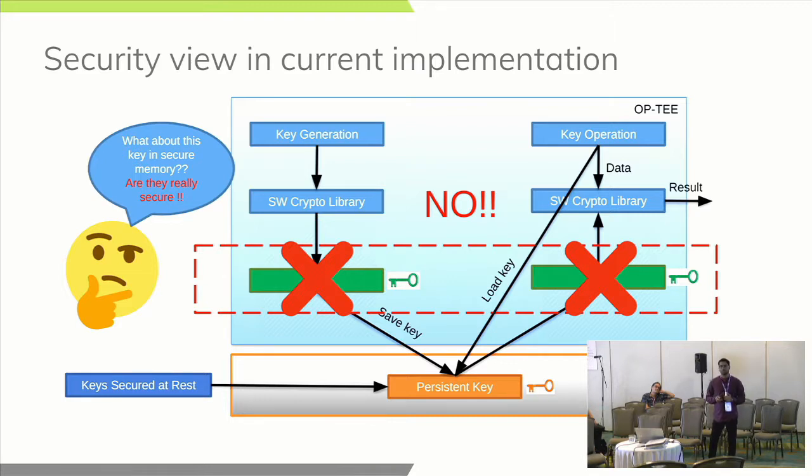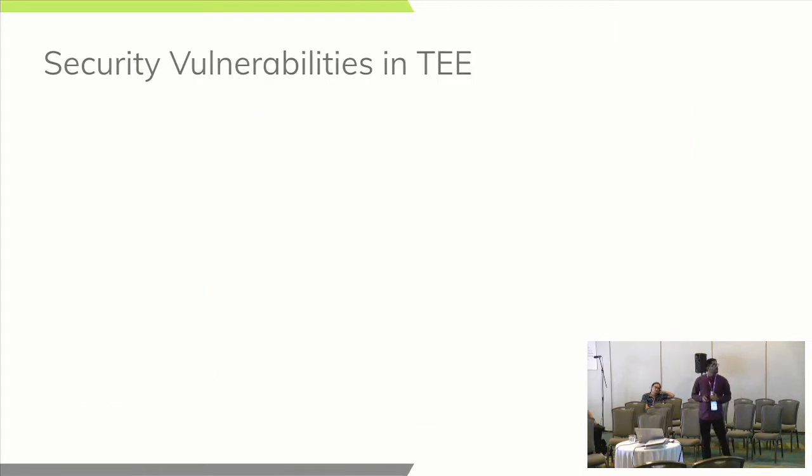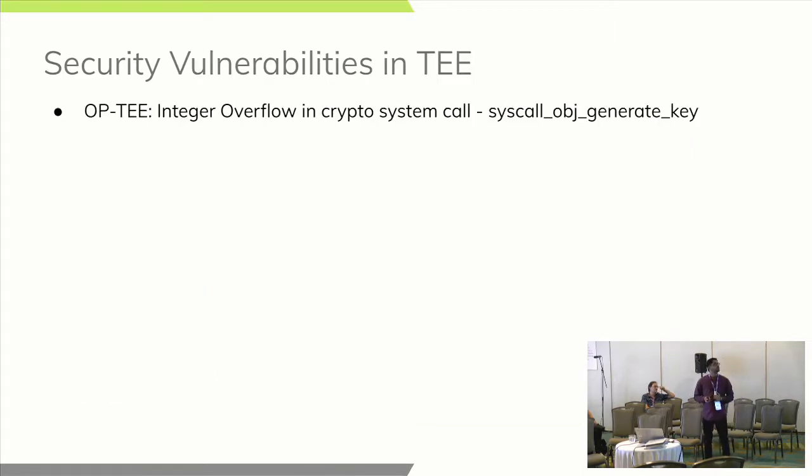Now let's see some of the vulnerabilities that are found in the TEE. So this is a vulnerability I found on the OP-TEE security advisory page. This is a pretty simple one. It was found in the syscall obj generate key system call.